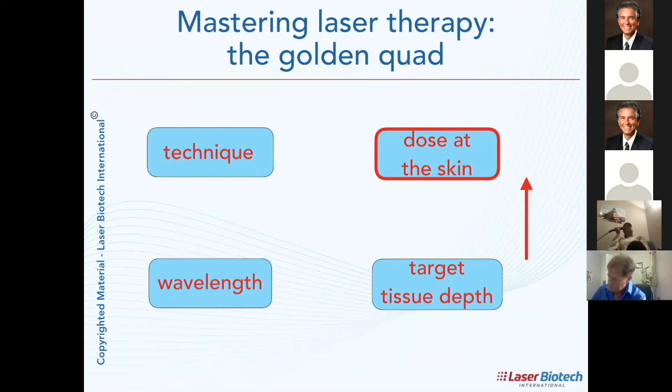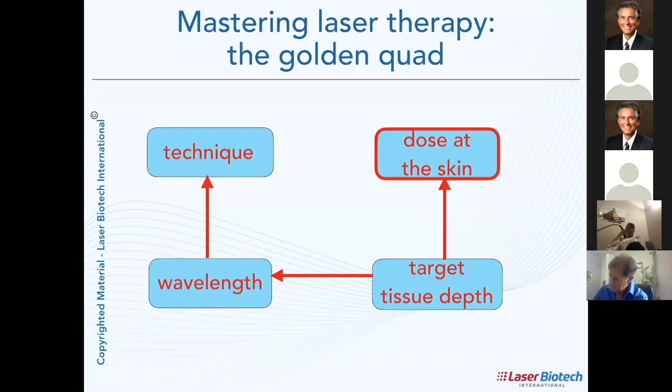Let me put a graphic on how they affect each other. The target tissue depth greatly influences the dose of the skin. It's a multiplication factor. Also, the target tissue depth will tell me what kind of wavelengths are suitable and what wavelengths will not be suitable. In fact, in terms of wavelengths, if the target tissue is in the skin, which is not the brain in this case, red laser will be fine because penetration is very poor.